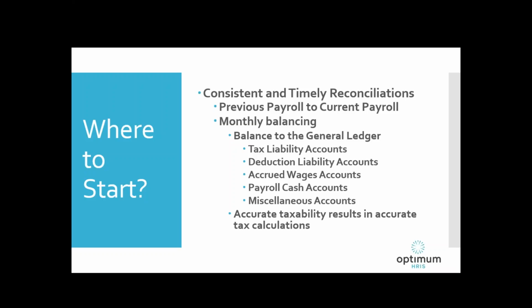The first step towards consistent and timely reconciliation is comparing the current pay period to the previous pay period. Do the numbers look consistent from period to period? If you look at your current pay period's regular hours, does it seem to fairly well match the regular hours from the last period? Or overtime? Do the overtime hours look about the same from period to period? And if they don't, can you explain why?